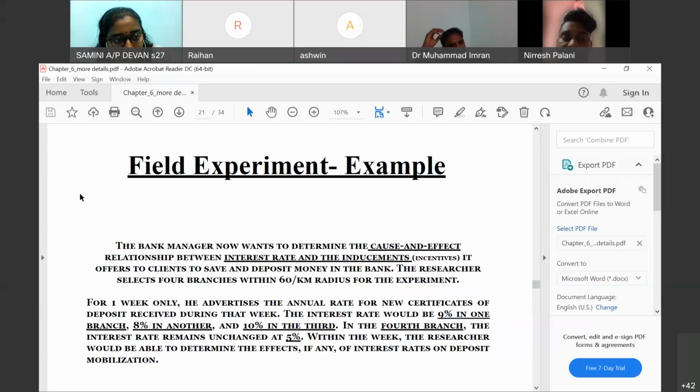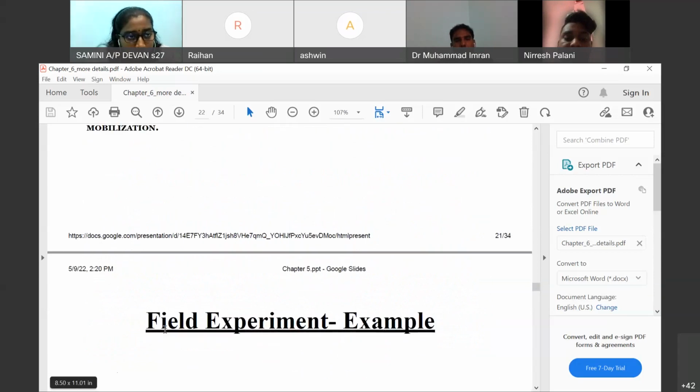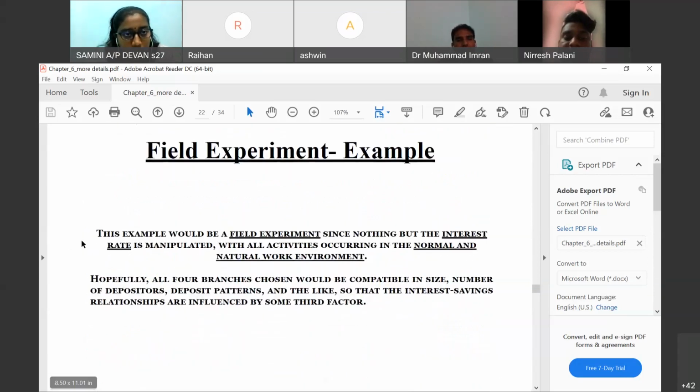For 1 week only, he advertised the annual rate for new certificates of deposit received during that week. The interest rate will be 9% in one branch, 8% in another, and 10% in the third. In the fourth branch, the interest rate remains unchanged at 5%. Within the week, the researcher will be able to determine the effect, if any, of interest rates on deposit mobilization. Okay, see here.